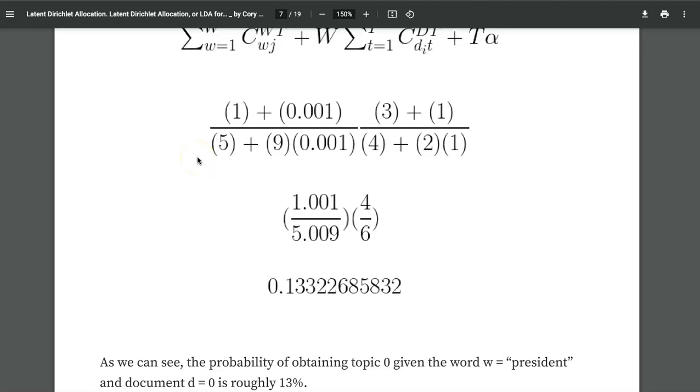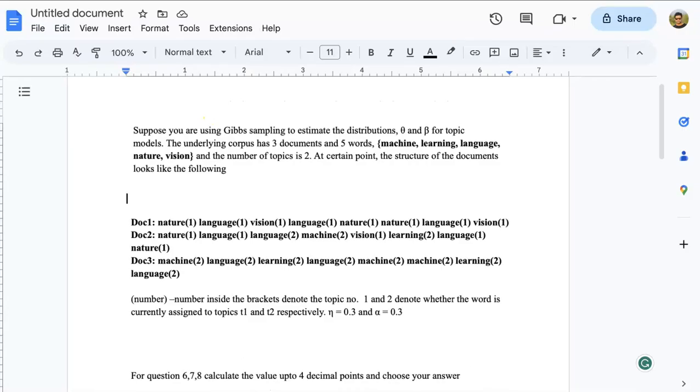Okay, so let's see the numerical problem of this week. They have given a numerical problem related to Gibbs sampling. They are saying suppose you are using Gibbs sampling to estimate the distributions theta and beta for topic models, and the other things are given. The things given are that there are 3 documents.